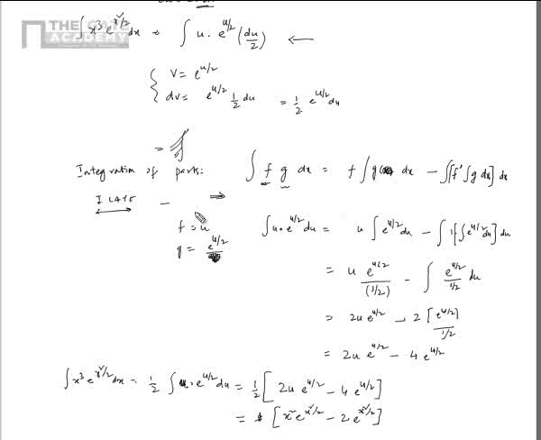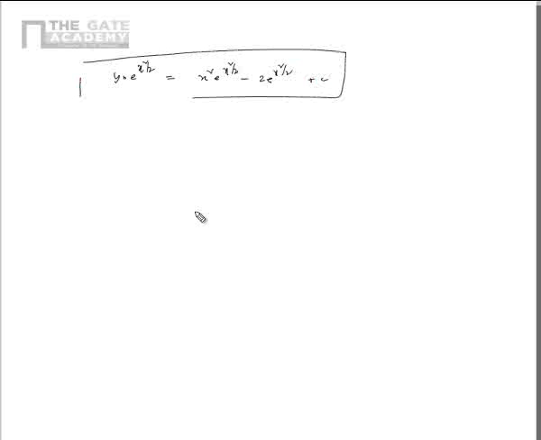So this is how the integrating constant will look. Now substituting it back in the given equation, the final solution looks like this: y into e power x square by 2 equals the integral which we evaluated, which comes out to be x square e power x square by 2 minus 2 e power x square by 2 plus constant. So this is the solution for the differential equation.